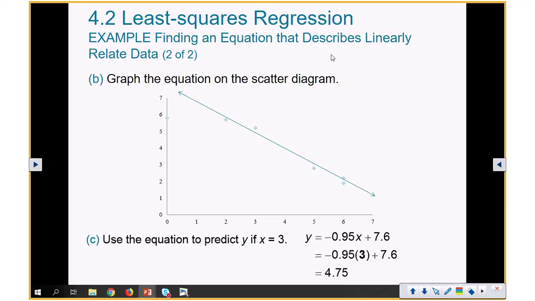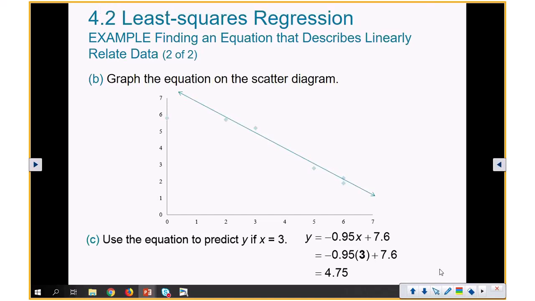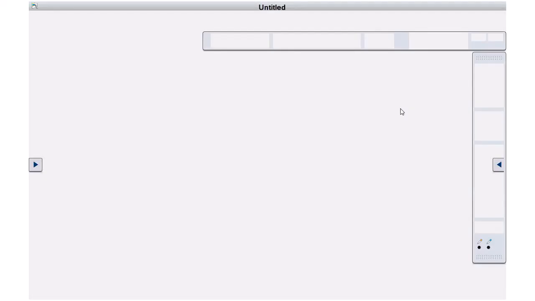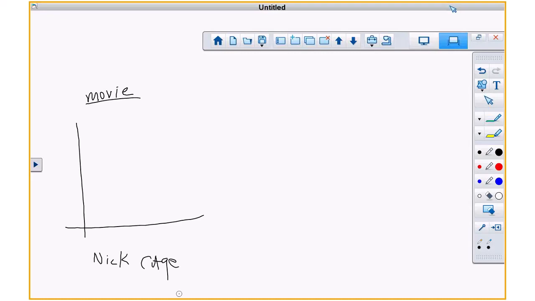Now, this is a good example. Let's say that you work in a movie theater. Let me go to a whiteboard here. Let's say you work at a movie theater and you decide that you want to see the ticket prices for a certain movie. Let's go with Nicolas Cage, his movie, let's say Con Air. I'm picking one that's a little bit old because hopefully y'all have seen it before. And the ticket prices go something like this.